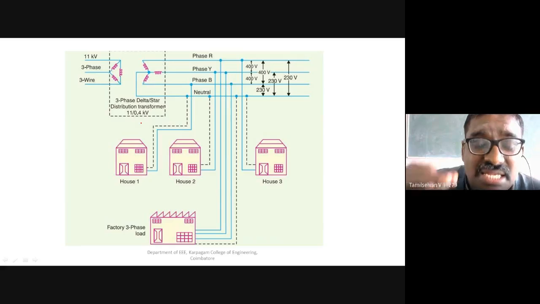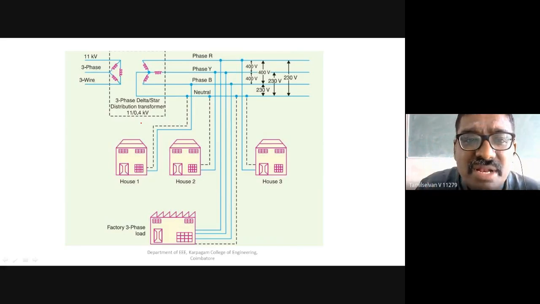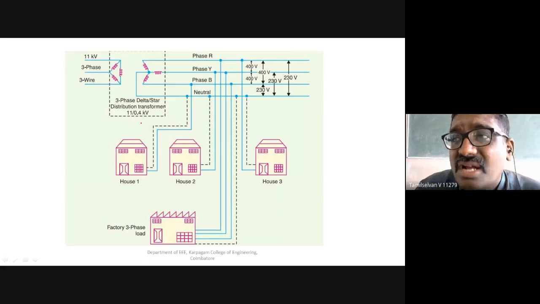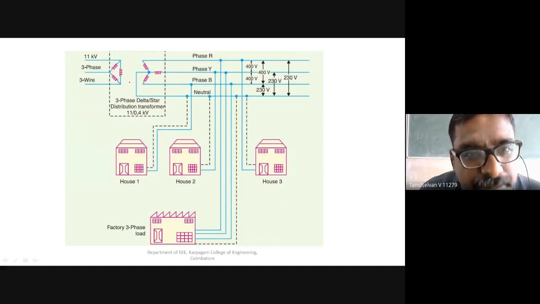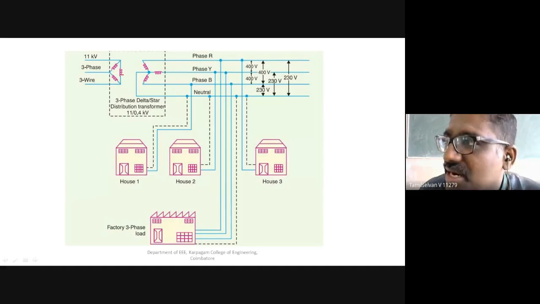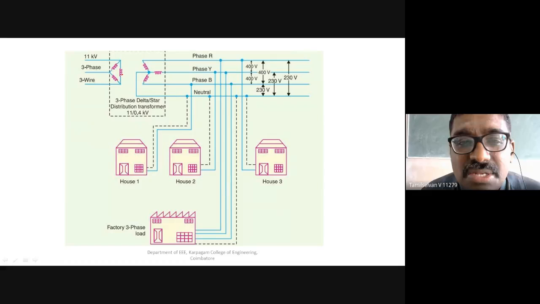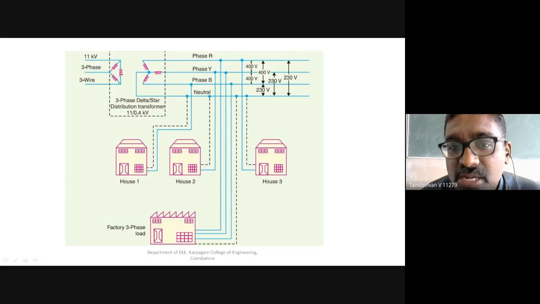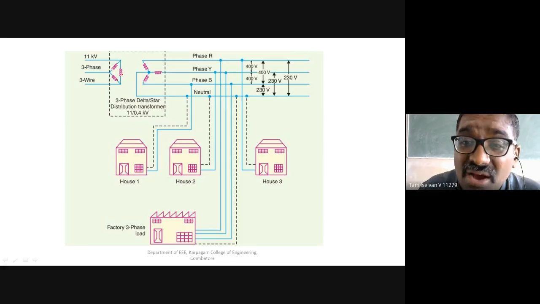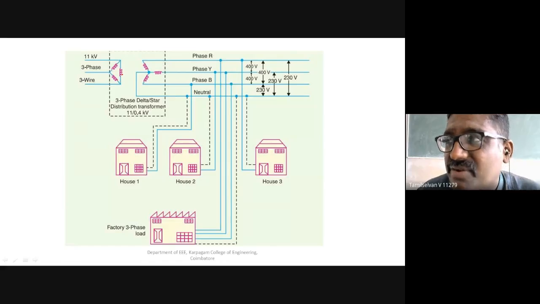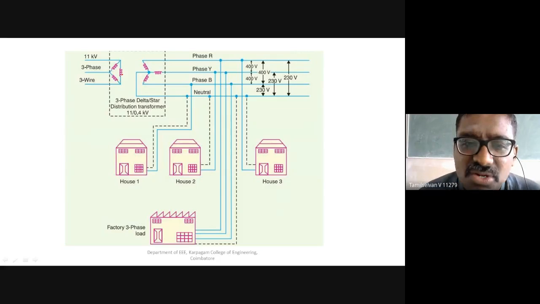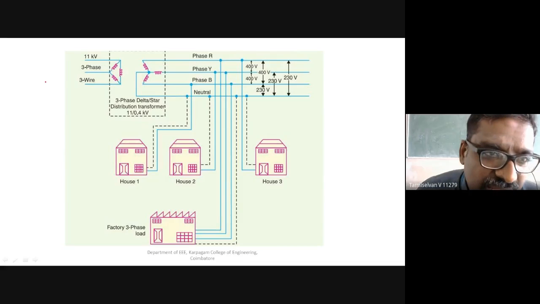Usually that distribution transformer will be a delta-star connected transformer. It means on the primary side we use delta connection, and on the secondary side we use star connection. That too the star is going to be neutral grounded. So that only we can take either single phase or 3-phase supply also. The input comes from the primary distribution system.